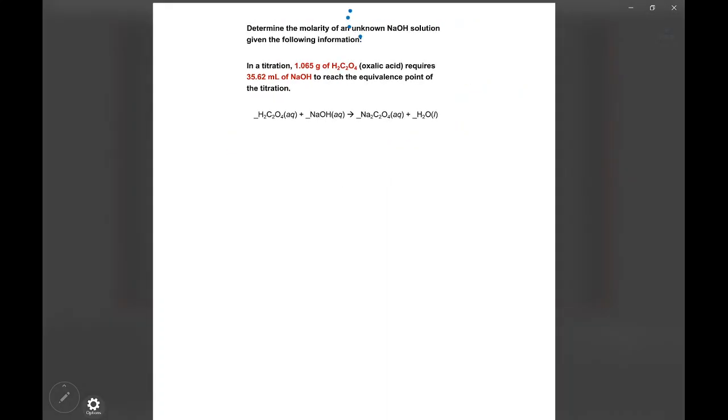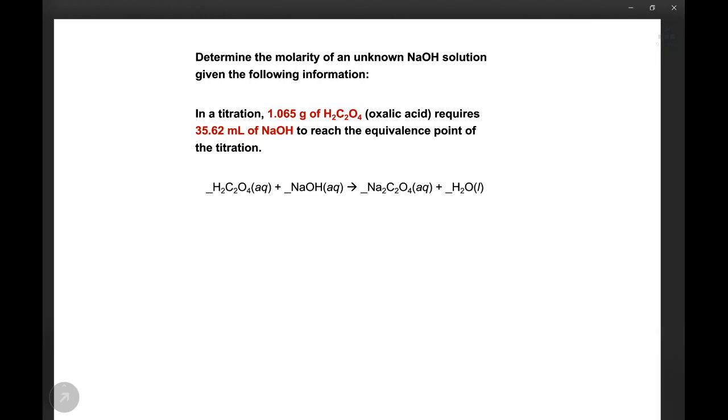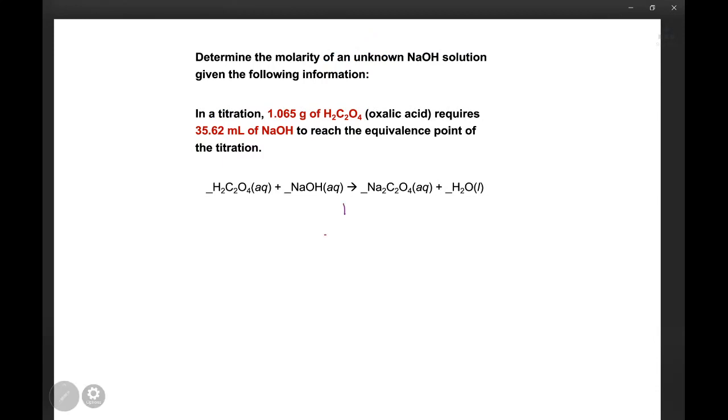Okay, let's work this out here. We're going to determine the molarity. The first thing we need to do is make sure our equation is balanced, so let's do that real quick before we get started. First we have hydrogen, carbon, oxygen, sodium. On this side we have 3 hydrogen, 2 carbon, 5 oxygen, and 1 sodium. On that side we have 2 hydrogen, 2 carbon, 5 oxygen, and 2 sodium.